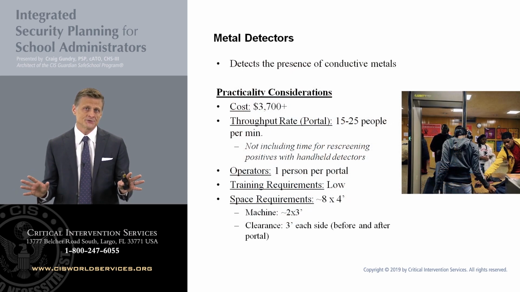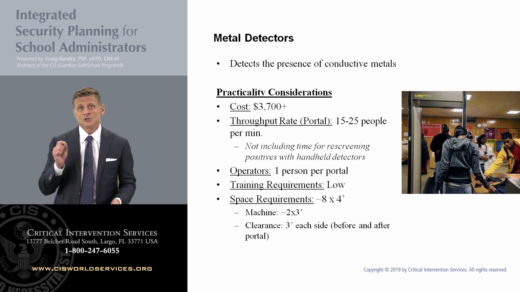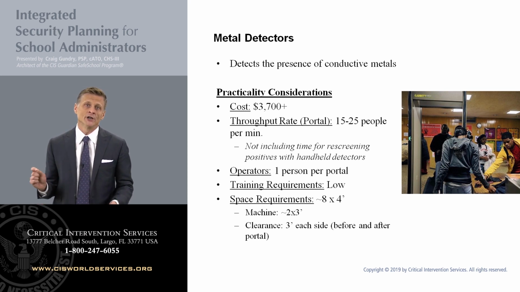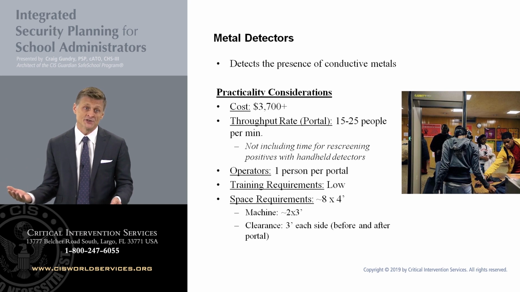Starting first with metal detectors. Metal detectors fundamentally detect the presence of conductive materials. So that includes the metal used in knives, guns, and if we were concerned about bombs, IED components. However, that also includes any conductive metal, including belt buckles, pens, and other similar types of objects. Thus, if we're going to be screening people with the use of metal detectors, all conductive metallic objects have to be removed from their body. As far as practicality considerations, you can typically expect to spend a minimum of $3,700 for a portal metal detection system. In fact, the better ones on the market typically cost north of around $5,000.